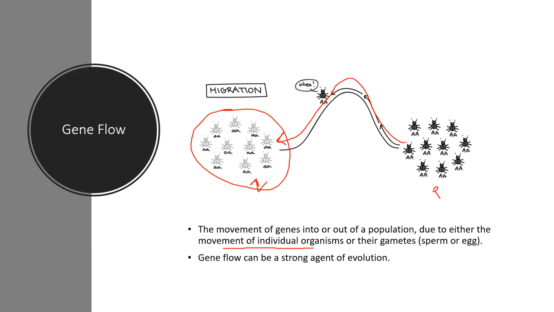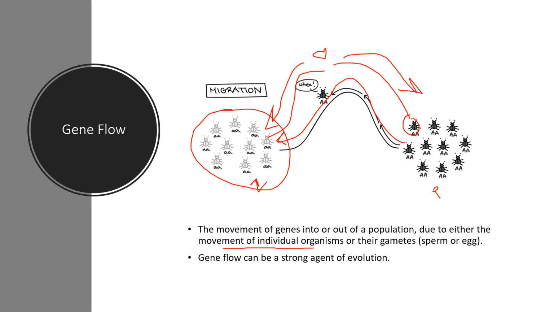That's one way. The other way is you could have one of these little dudes come over here. Maybe they meet in the middle. They have babies. This one goes back, this one goes back, and now you've introduced alleles into those populations because of sexual reproduction.